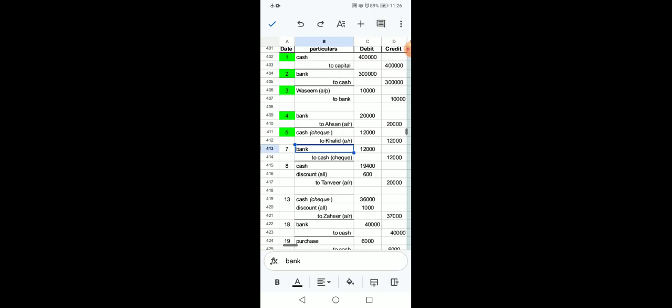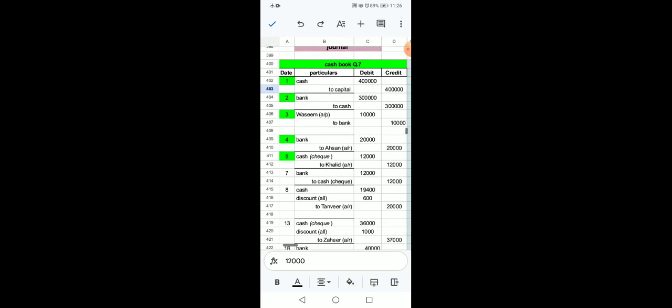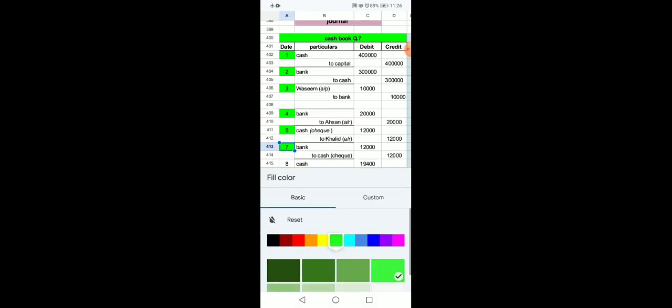In this way, 7 entry was having two elements. Bank debit 12,000, and cash credit 12,000. Both entries have been posted and transaction has been completed. So what you will do, you will mark it as it has been done.